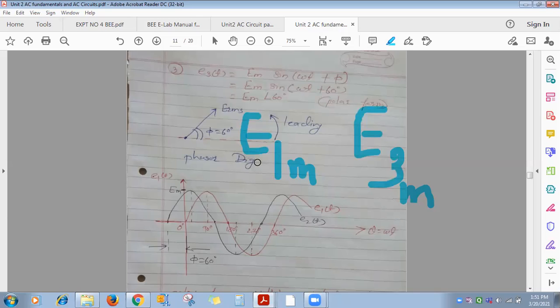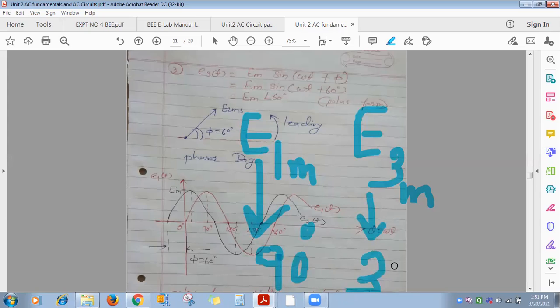If E3 leads, the first positive peak of E1 occurs at 90 degree, and E3 leads E1, so for the E3 waveform, its first positive peak will occur at what degree? 30 degree, correct. Okay, so clear? Accordingly, see here I have represented the E3 waveform. Its positive peak is at 30 degree, and at 90 degree of E1 and so on.